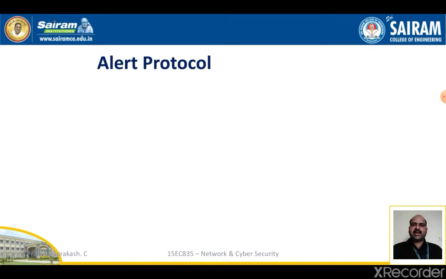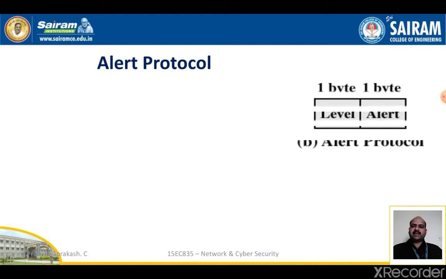Next one, alert protocol. The alert protocol is used to convey SSL related alerts to the peer entity. As with the other applications that use SSL, alert messages are compressed and encrypted as specified by the current state. Let us see about the alert protocol. Alert protocol is a 2 byte protocol. Each message in this protocol consists of 2 bytes.